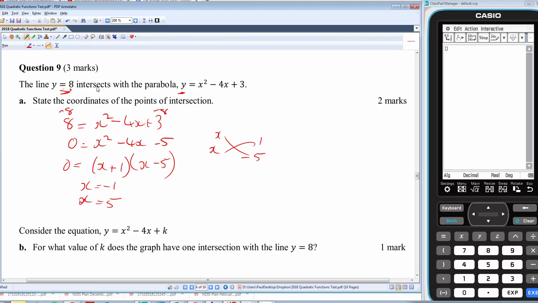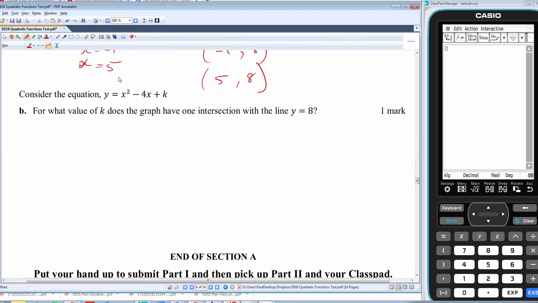Now the question says as coordinates, so it's negative 1 and it's 5. Those are the x values. Now a lot of you put in 0 here, but that's not true. The coordinates of the point of intersection have to be on the line y equals 8 and this graph here. So it's going to be when x is negative 1, y is 8. When x is 5, y is 8.